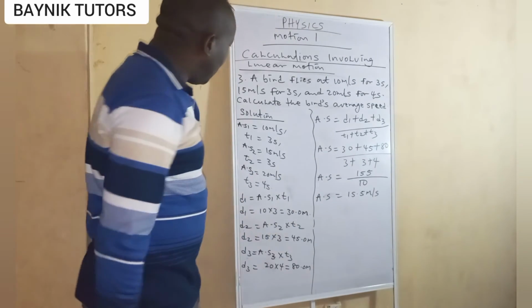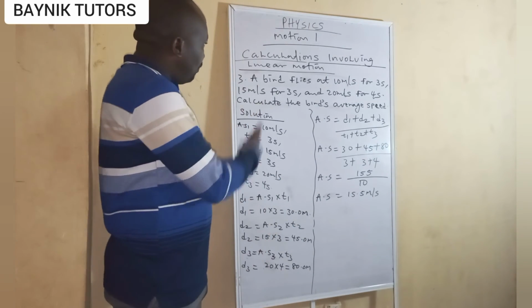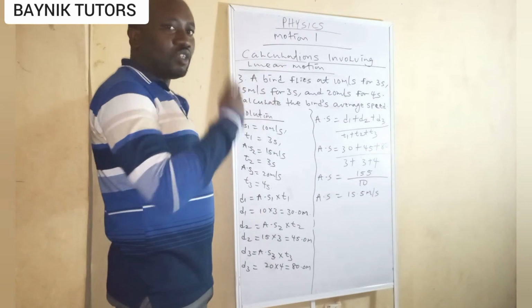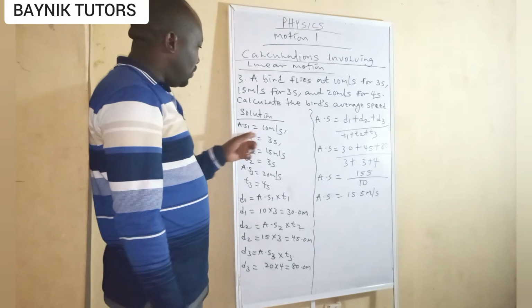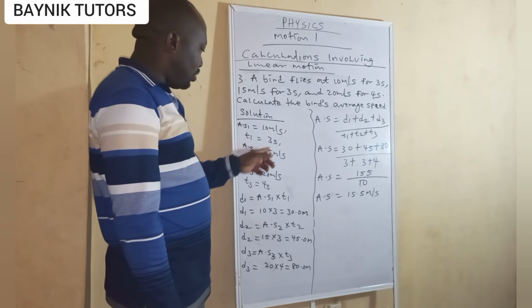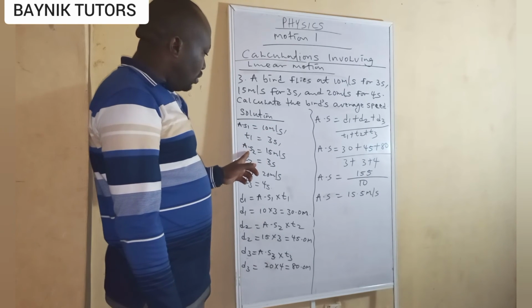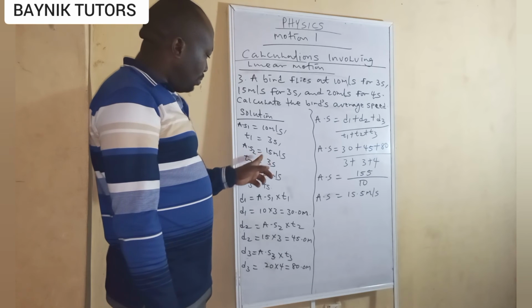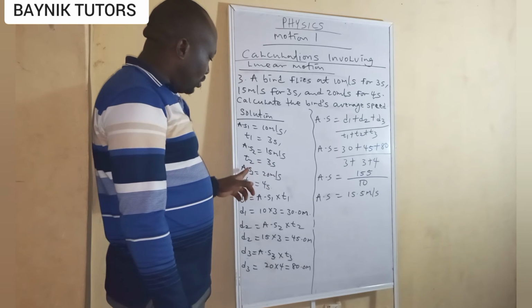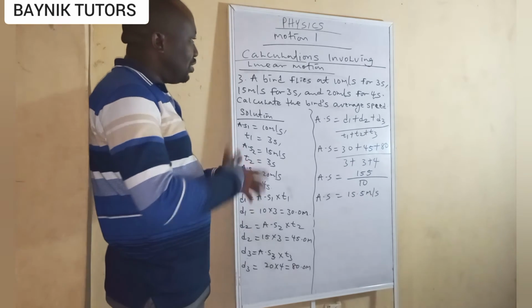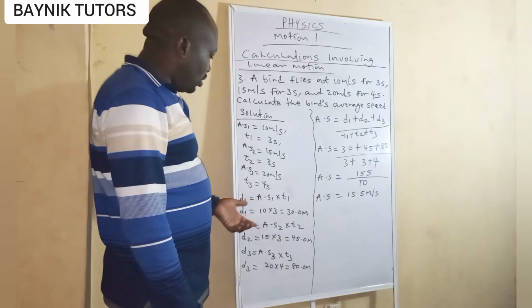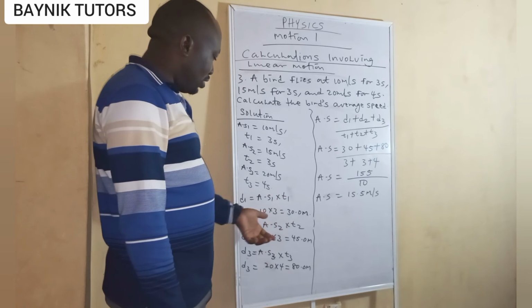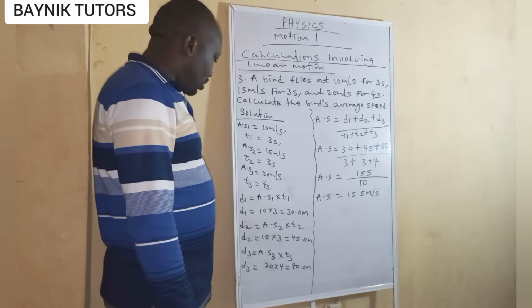So permit me to explain again. We have the bird flying in three consecutive ways. The first average speed is 10 meter per second, and the time is 3 seconds. The second average speed is 15 meter per second, and the time is 3 seconds. The third average speed is 20 meter per second, and the time is 4 seconds. So we want to find the distance at each consecutive time. D1 will be average speed 1 times T1, that's 10 times 3, which is 30.0 meter.